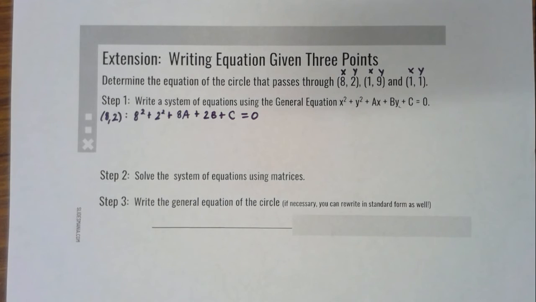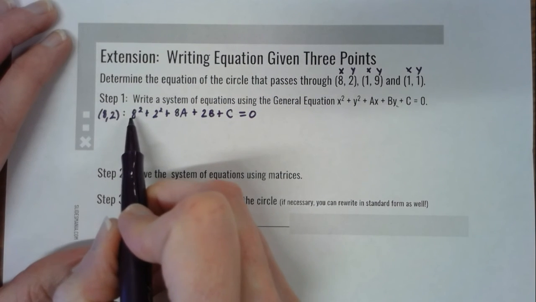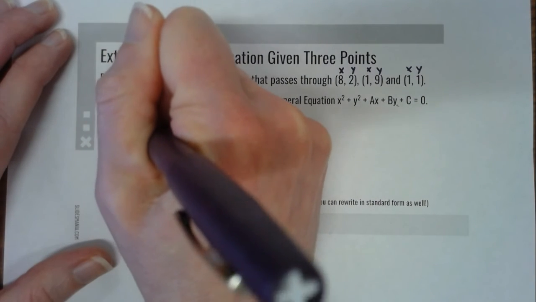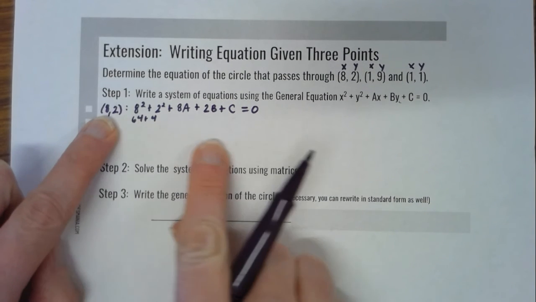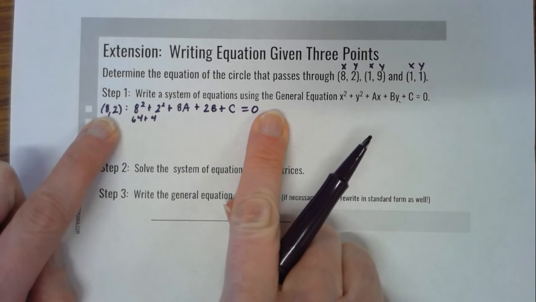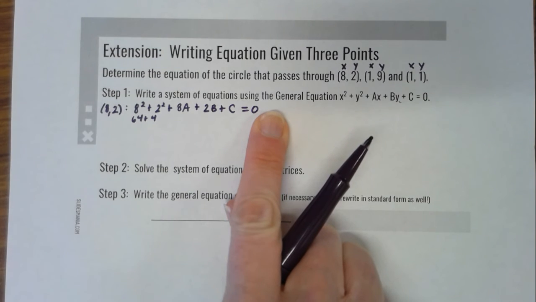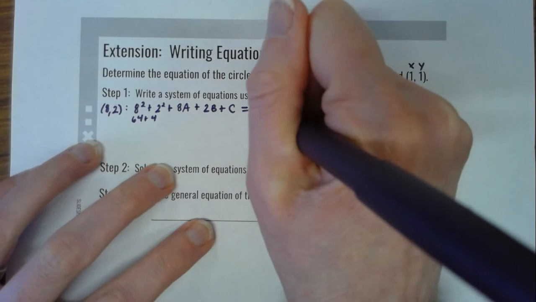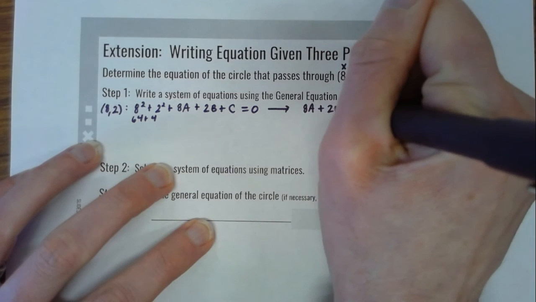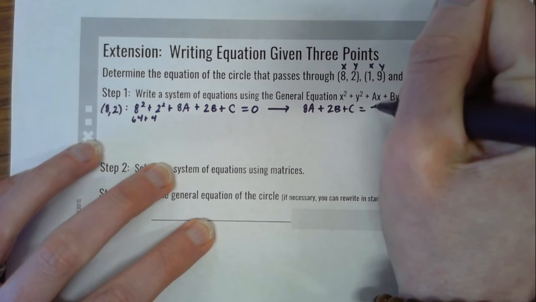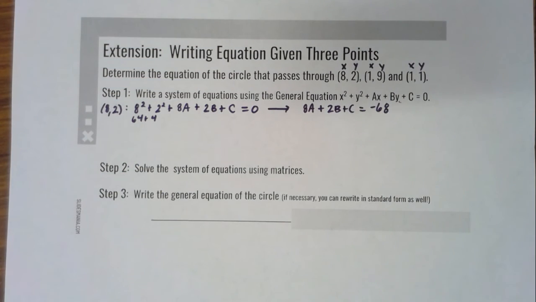I'm going to now just clean this up so that it's in the format that we can actually use to solve a system, pretty straightforward. So 8 squared is 64. 2 squared is 4. If I add those up, they're going to be 68. And what I'm going to do is subtract this 68 over to the other side of my equal sign so that I get only the a's, b's, and c's on the left and the numbers on the right. So I'm going to get 8a plus 2b plus c equals negative 68. And there's my first equation.